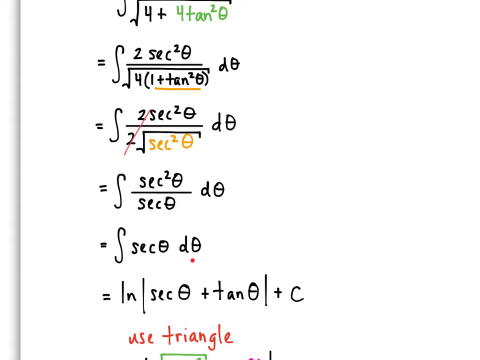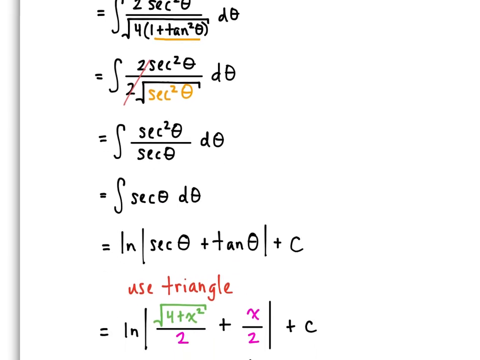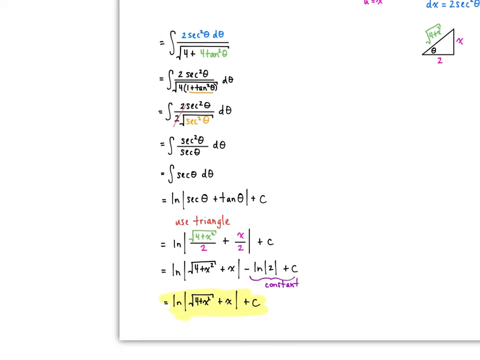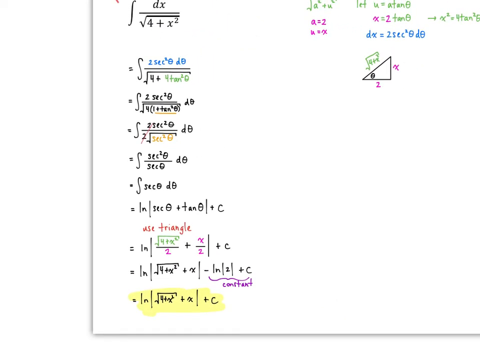Now remind yourself, what is the integral of the secant of theta? Well, this is the natural log of the absolute value of secant theta plus tangent theta, plus c. Now we need to substitute back in, because we don't want our answer in terms of theta, we need our answer in terms of x. So we're going to go back up to our triangle that we created over here.